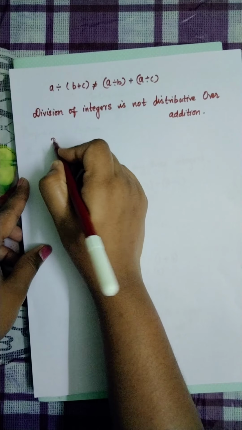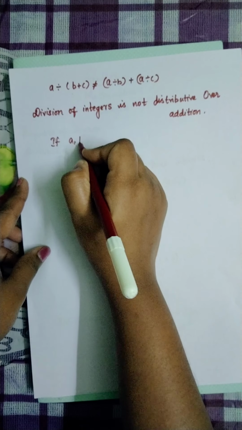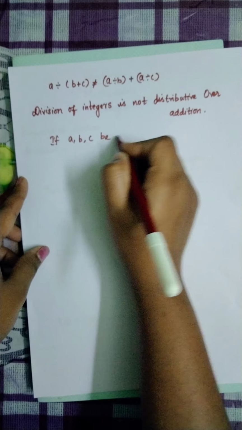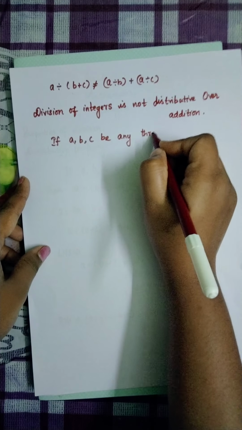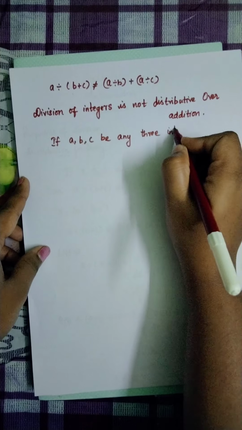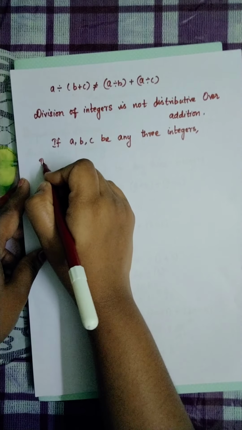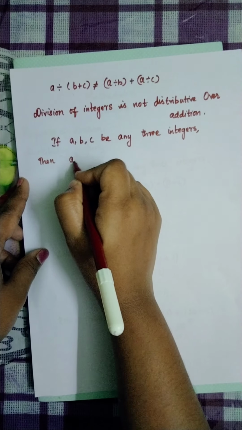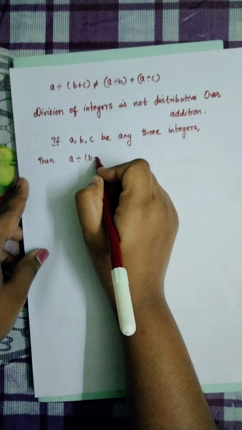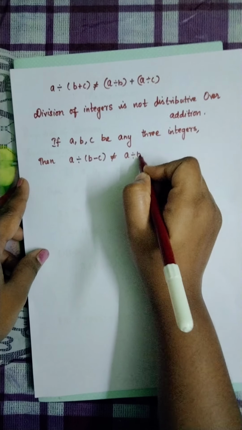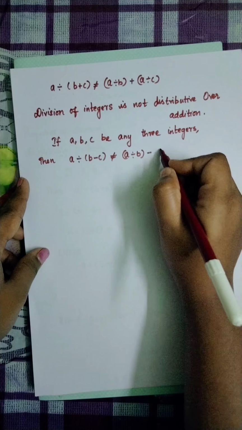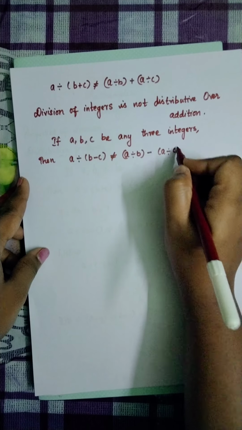Write the steps. If A, B, C are any 3 integers, then A divided by B minus C is not equal to A divided by B minus A divided by C.